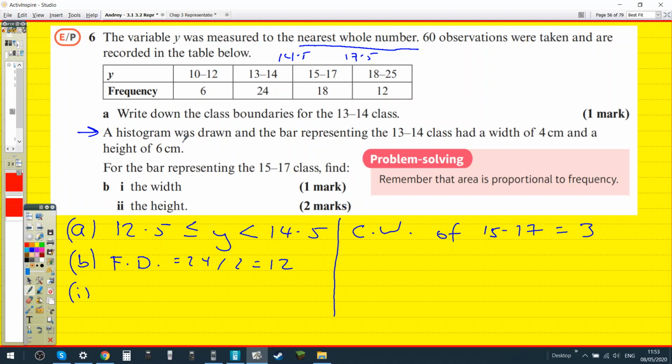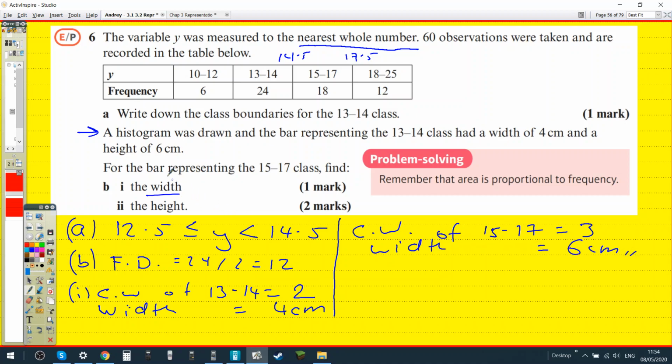Yes. So I think the way you'd do this is to just, you had it. So this one, the class width of the 13 to 14 one is actually 2 when you do it. So let's say 2 degrees Celsius. But the width is 4 centimeters. Yeah. So for this one, the class width is 3. You are asked for the width in centimeters, which would be 6. Yeah. So the width equals 6 centimeters. So like the width of the bar representing it. Yeah. And part 2.